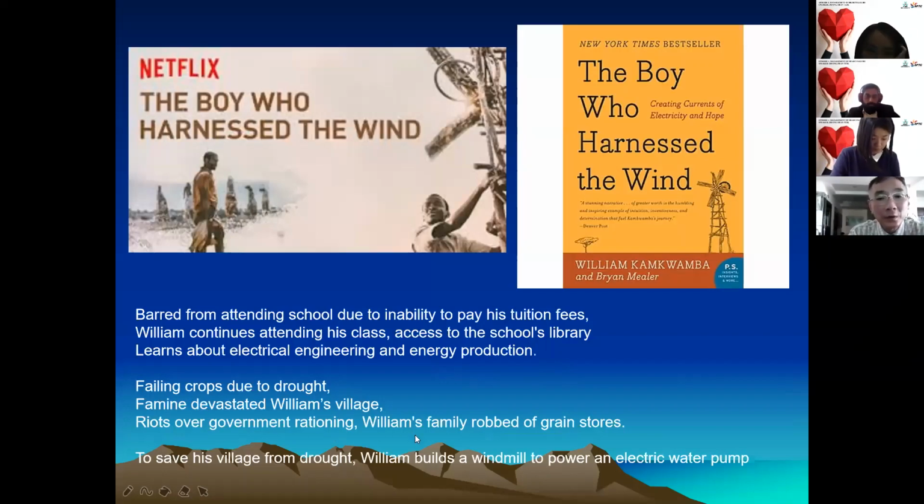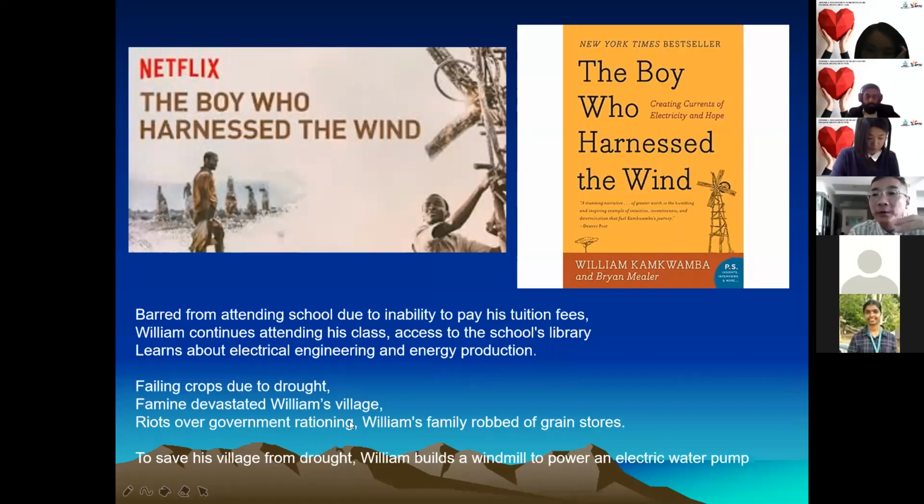Very, very serious. There were riots. The family was robbed. The family was broken up. They had nothing to eat. But what he did was he built a windmill. With the windmill, they were able to power an electric pump to bring water to the fields to grow their crops. So he saved the village.